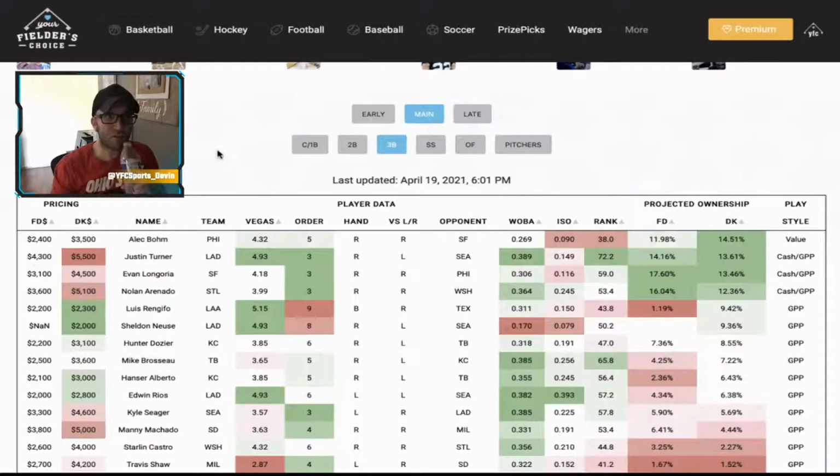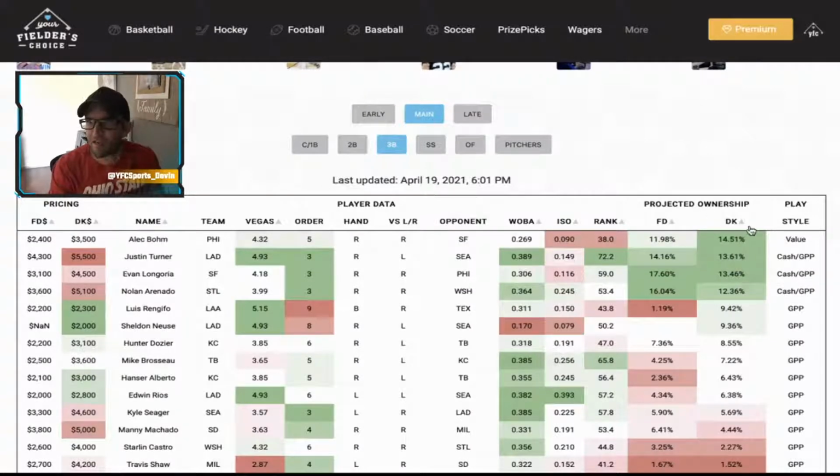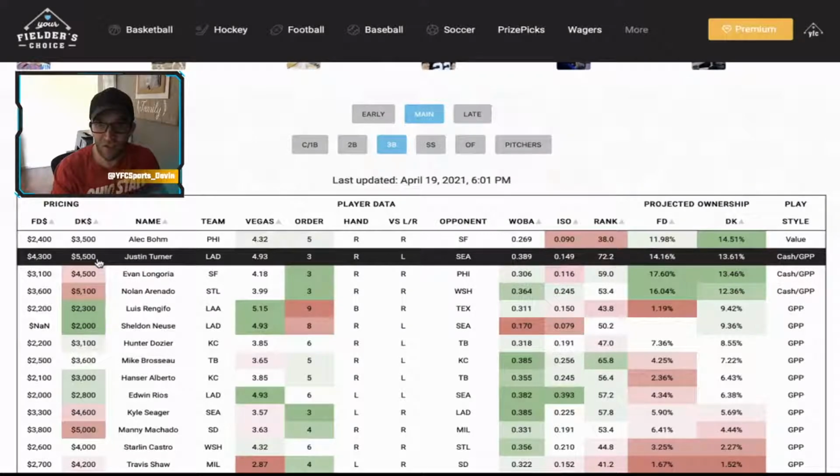All right, moving over to third base. Third base, we have a really congested position with lots of different price options. Alec Baum comes in pretty cheap, batting 5th, decent total, $3,500. If you read our cash article today, Justin Turner's our cover boy. He's just crushing the ball.